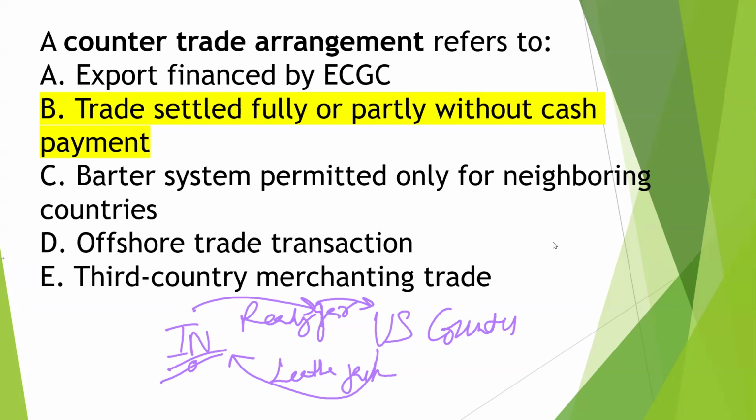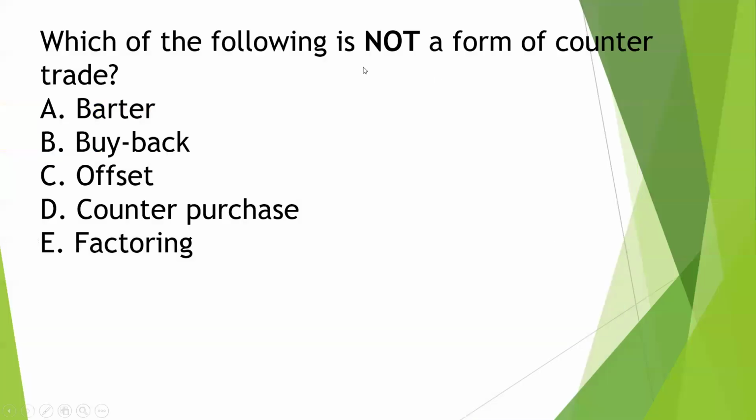Let's see the next question. Which of the following is not a form of counter trade? Options: barter, buyback, offset, counter purchase, factoring. This is also related to counter trade only. Let's see the right answer. Correct answer is E, factoring. All others are counter trade, like barter.